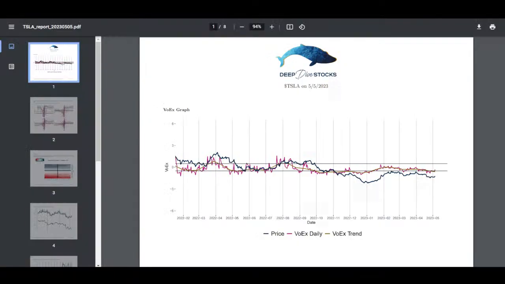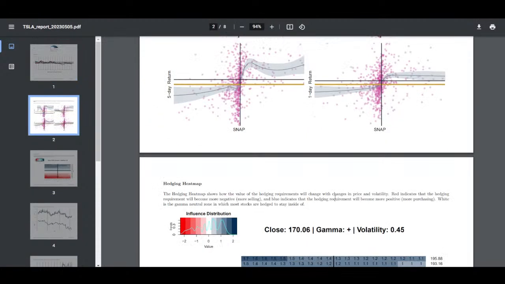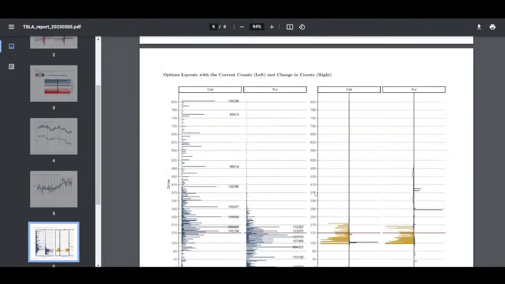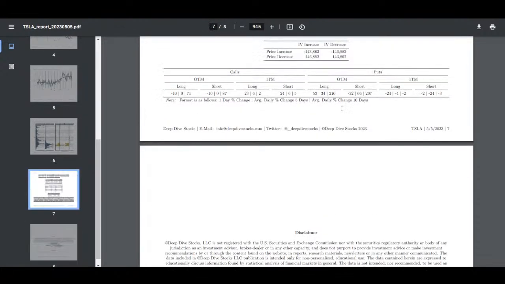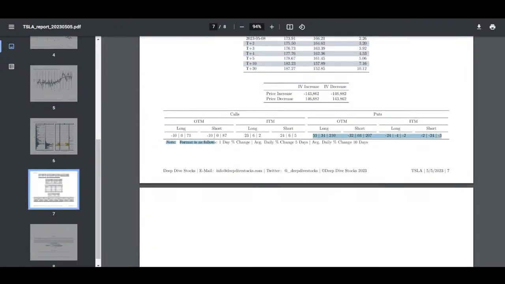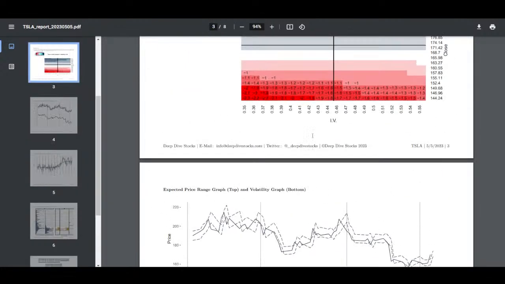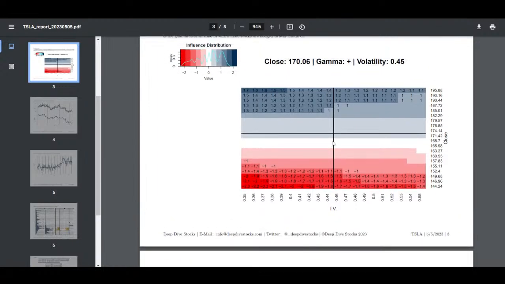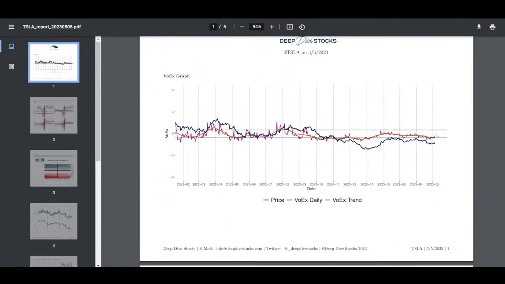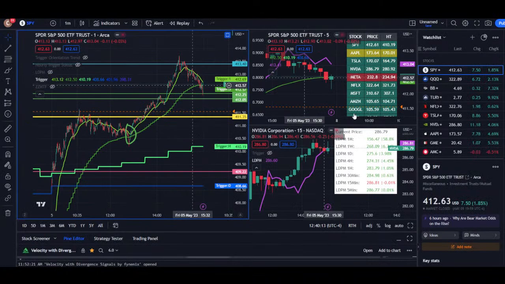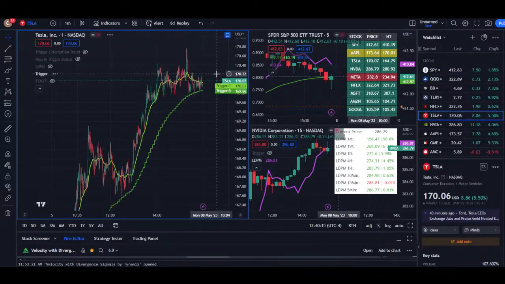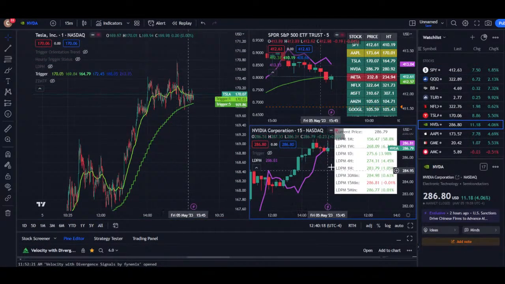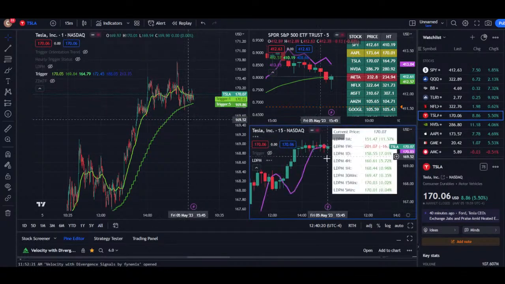I start off at night with the reports, and I see if I want to be long or short, and I see what big money is doing. So for Tesla, for Monday, it seems like people are closing out their puts and selling puts, which is like a bullish bet. I see that the heat map very much supports additional upside. I see that VOEX supports additional upside. So then I'll come down here and I'll trade it using the triggers, using liquidity, and live trades.